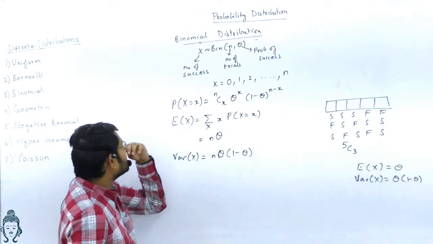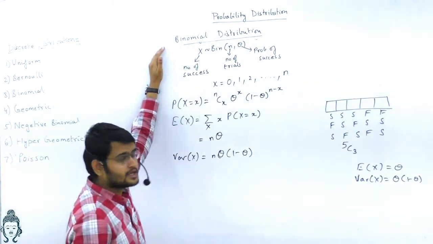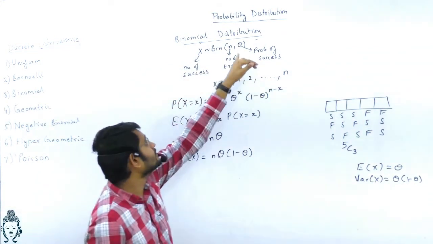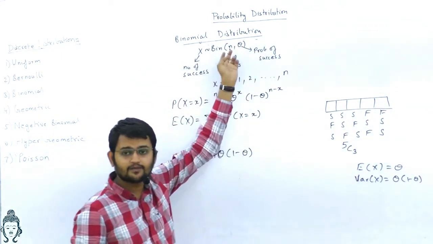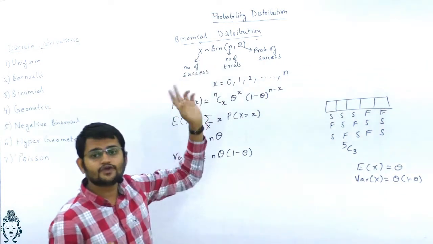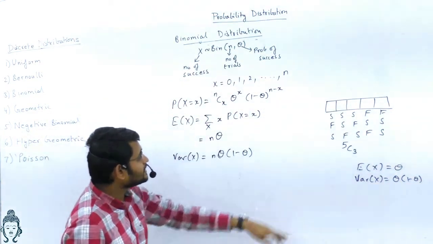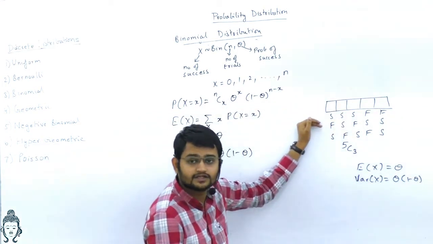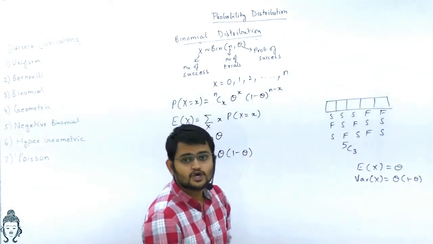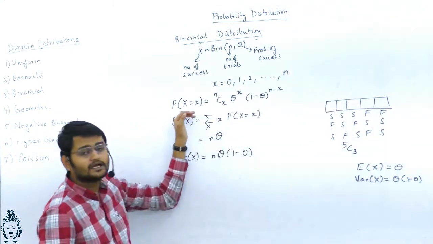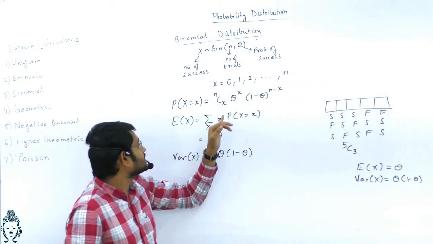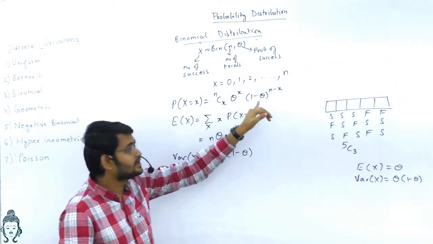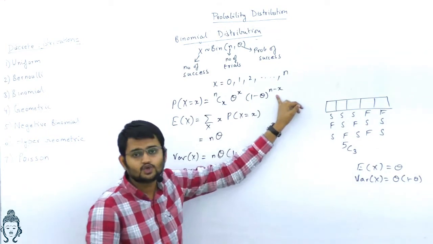So a binomial distribution is formed, or we write it as X follows binomial distribution with n, theta. These are its parameters. We can change these parameters to fit different kinds of data. Like the example we took of 5 coins, in which we are getting 3 heads and 2 tails. So we are finding the probability that X is equal to 3. That would be 5C3 theta raised to 3, 1 minus theta raised to 2.